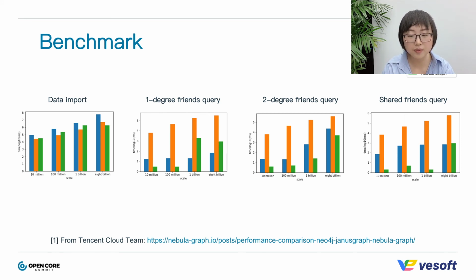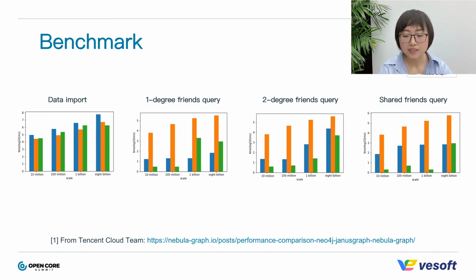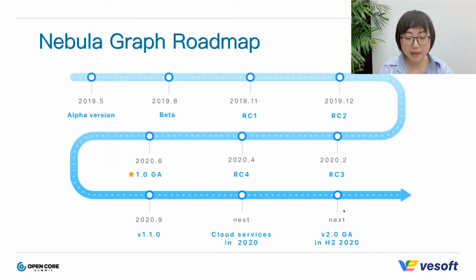As you can see from the diagram, in terms of data import performance, NebulaGraph is a bit slower than Neo4j when the data size is small. However, when the data size reaches 8 billion, NebulaGraph is much faster than the other two. In fundamental queries like 1-hop graph traversal, 2-hop graph traversal, and shared friends queries, NebulaGraph enjoys low latency, especially the 2-hop graph traversal.